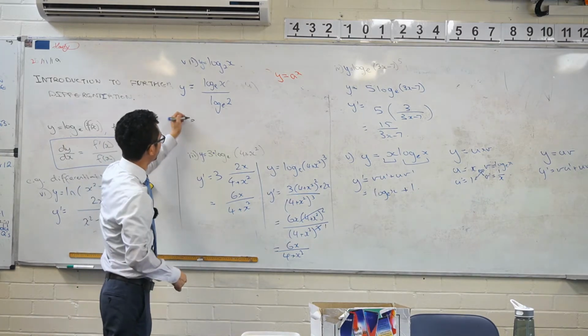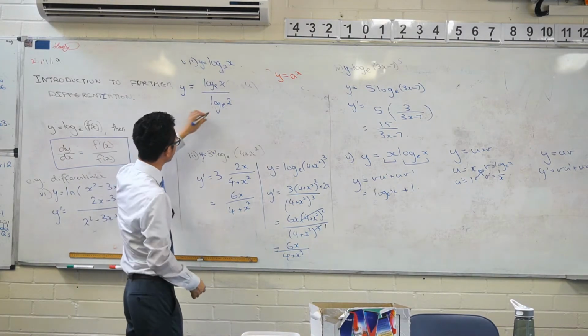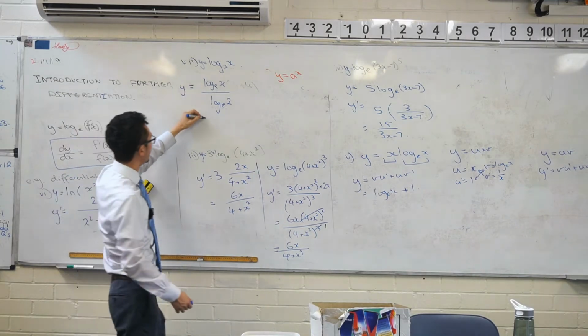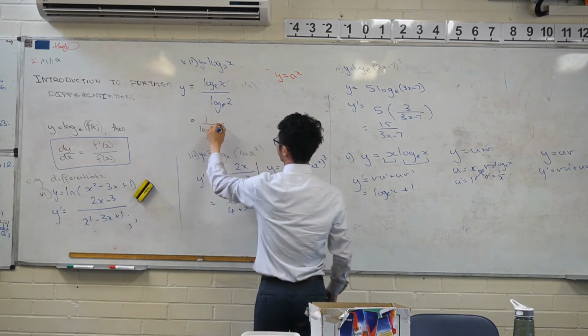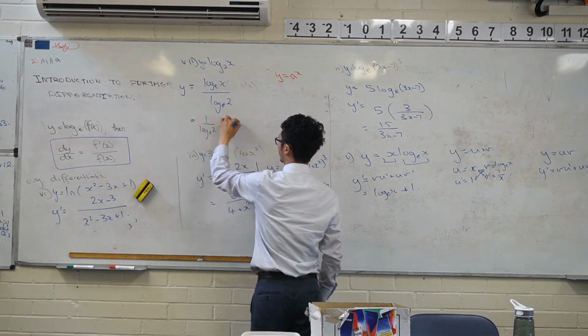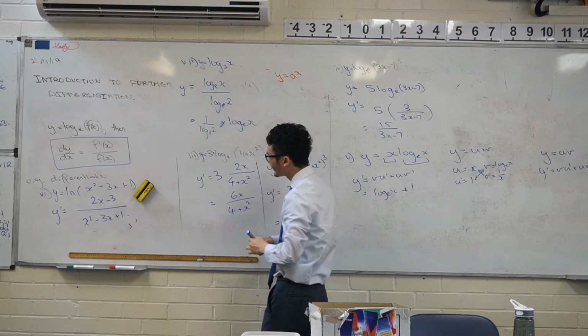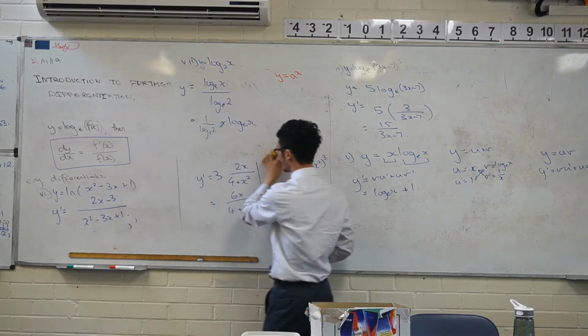So another way to write this is, hang on, if this is a fraction, I can write this as 1 over log base e of 2 times log base e of x. Now can I find the derivative of this? And these two are the same thing, right?